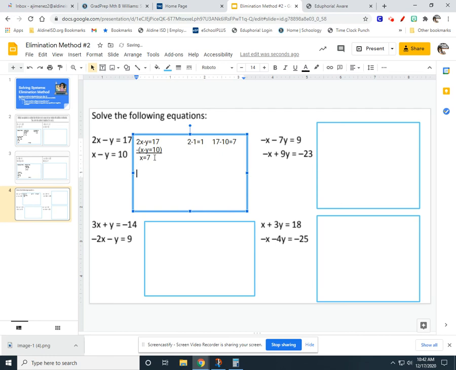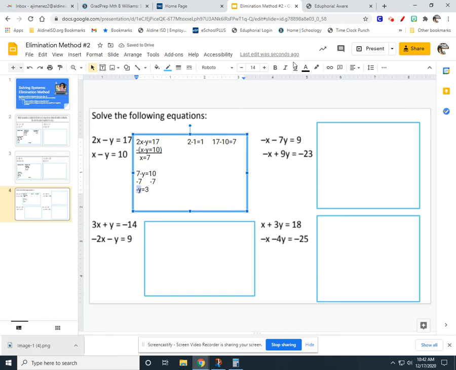Okay, I'm going to plug it into whichever one I want. I'm going to do the bottom one just because: 7 minus y is equal to 10. I'm going to subtract 7 from both sides to be able to get the y by itself. I'm going to get negative y equals 3. 10 minus 7 is 3.